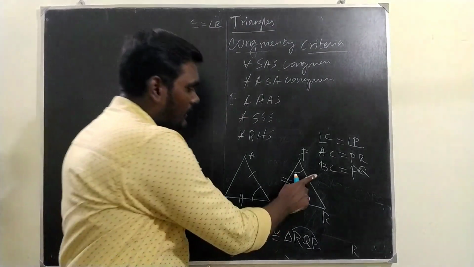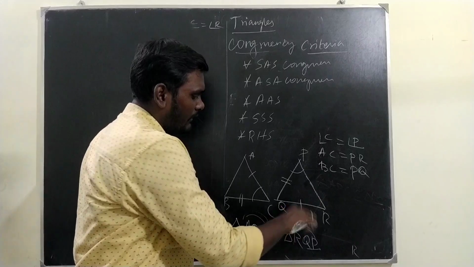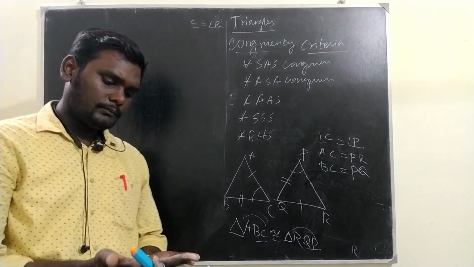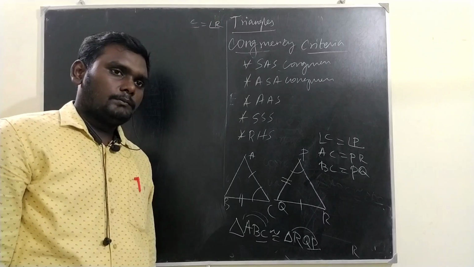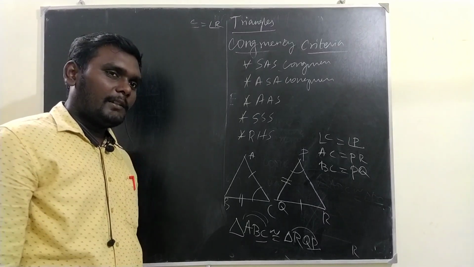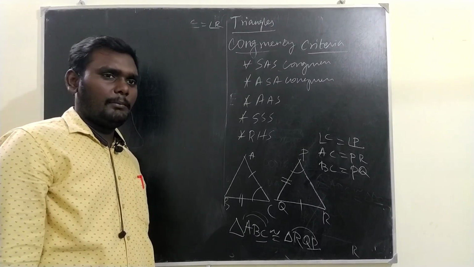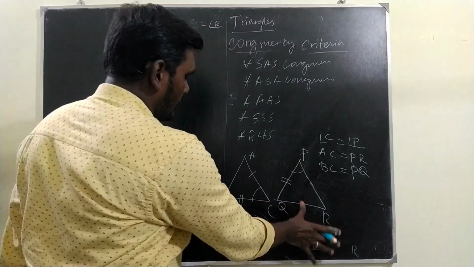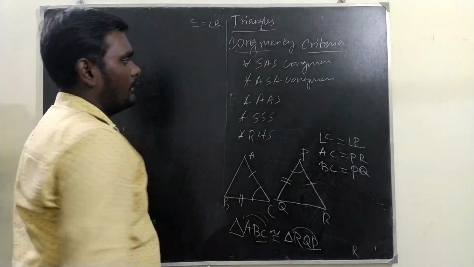Okay. So instead of this side, suppose we have this side equal. Shall we use SAS congruency right now? Is it possible? Is it applicable? No, it's not applicable, because the containing sides are not equal. So this happens only when these two are equal.